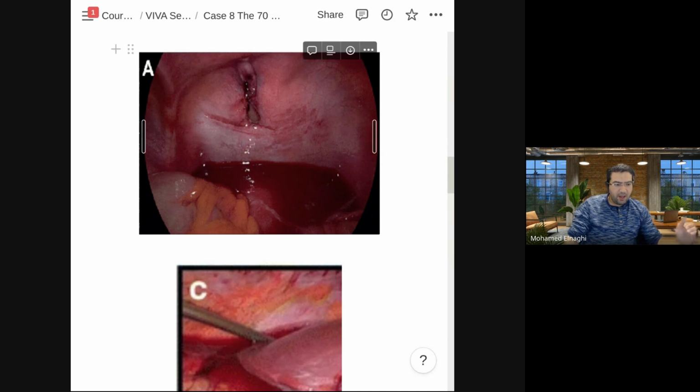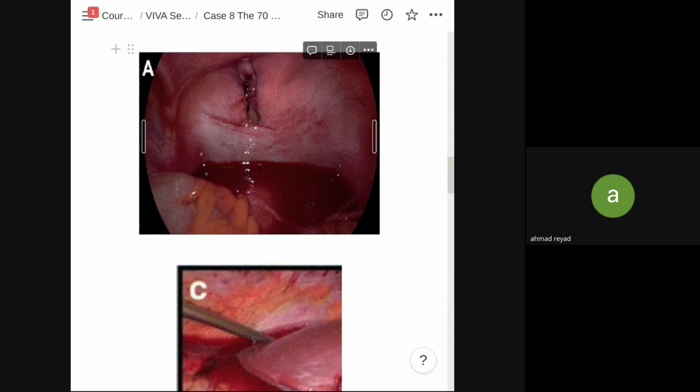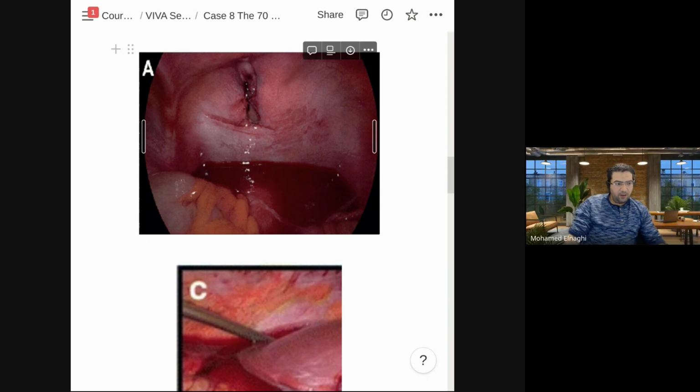Okay, and then you start your assessment. So, you will start examining the four quadrants of the abdomen. If you are comfortable doing this laparoscopically, go ahead and do it. But if you are not comfortable doing it laparoscopically, it's very fair to say I'm going to convert it to a laparotomy. Yeah. Fine.